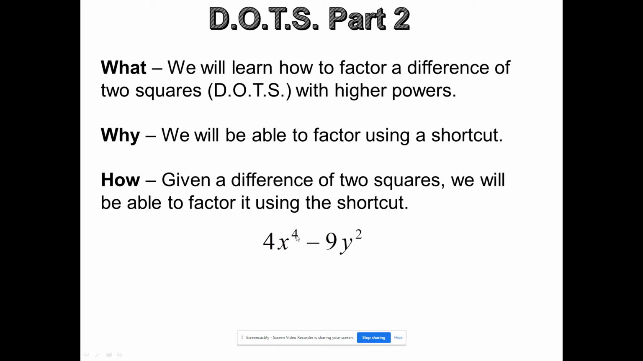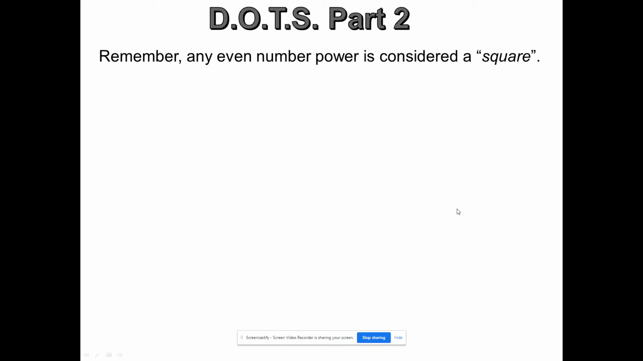So notice here we have a 4th power. Notice here we have a 2. 4 and 9 are squares. So this is a square and so is this. Okay, so one thing I wanted you guys to consider is that any even number exponent, any even number power is considered a square. All right, so like x to the 8th, that's a square.